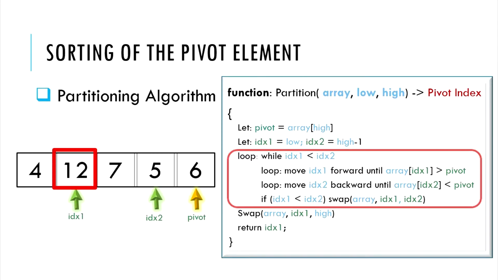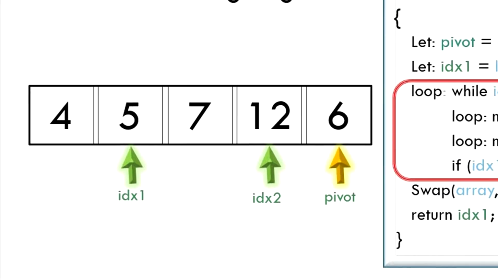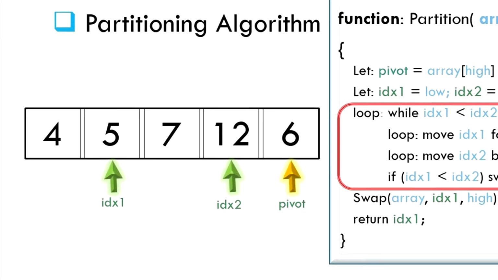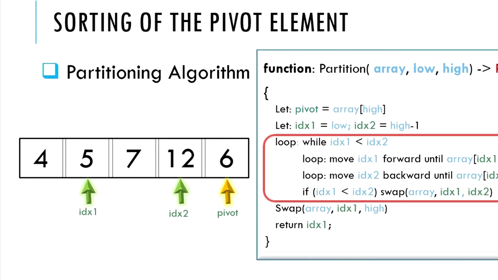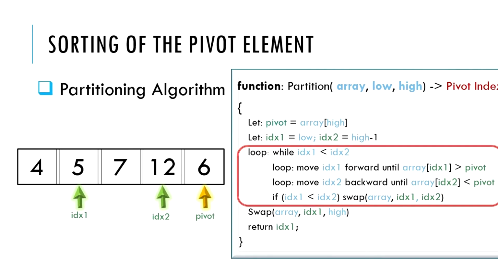Here index 1 is smaller than index 2. Therefore, elements at index 1 and index 2 swap. Notice what happens now. Consequently, the element at index 1 is now smaller than the pivot and the element at index 2 is greater than the pivot. Since index 1 is still smaller than index 2, we continue the outer loop.